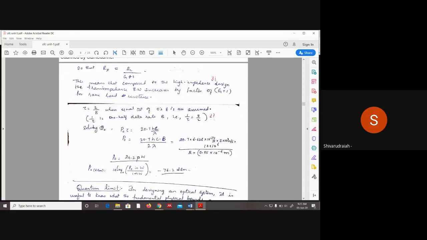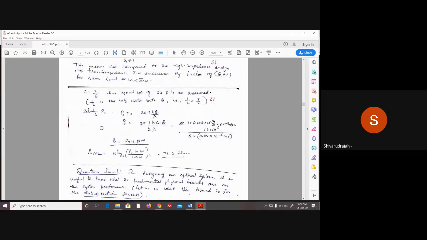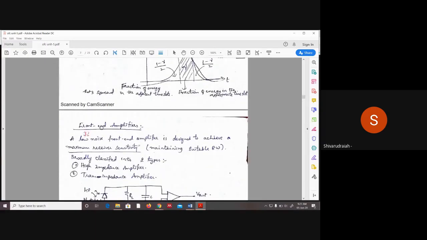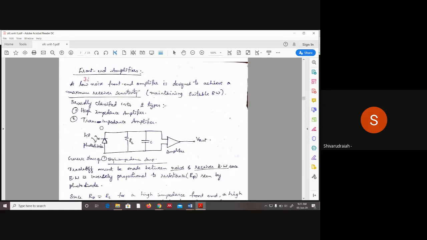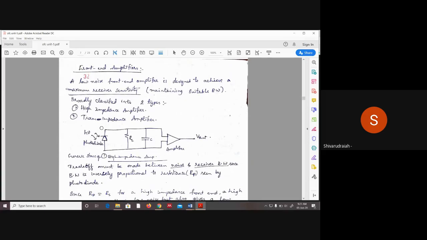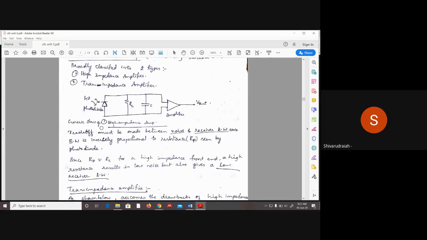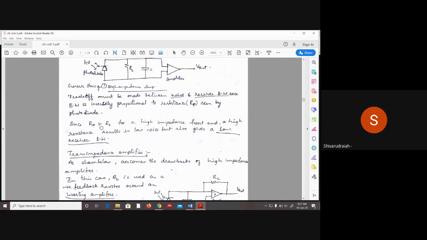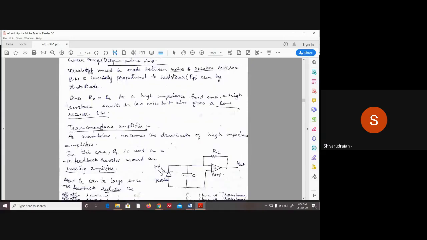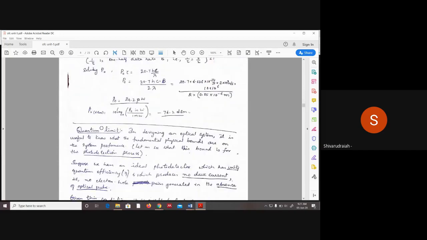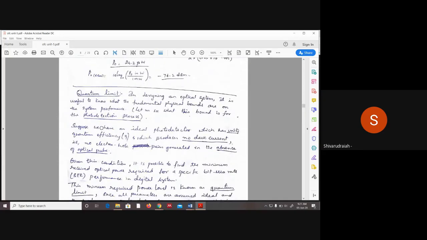So that is a drawback of the transimpedance amplifier. The high impedance amplifier can suppress the noise, but at the same time, it will also reduce the bandwidth. The transimpedance amplifier will increase the bandwidth by a factor of G plus 1, but at the same time, the noise is not suppressed. That is, the photodetector quantum noise is not suppressed by the transimpedance amplifier block.